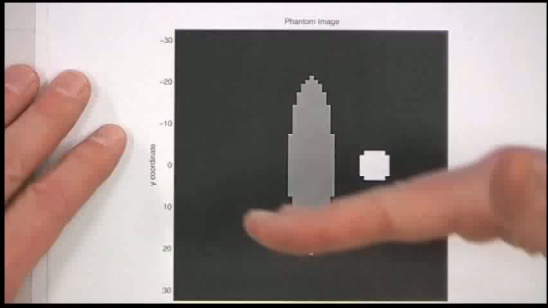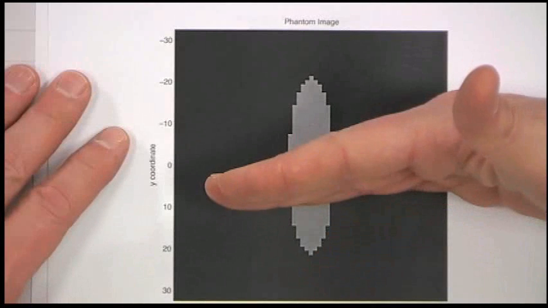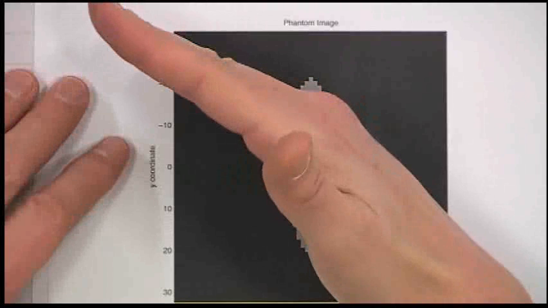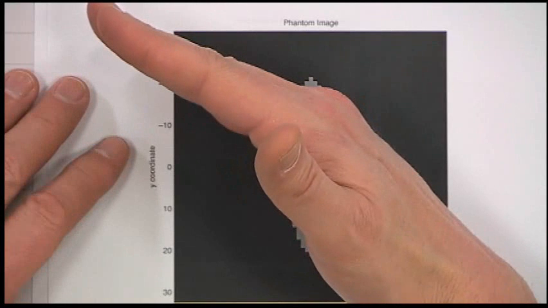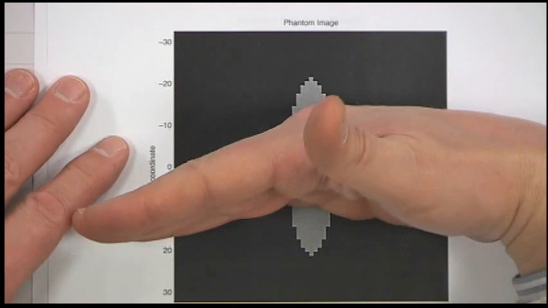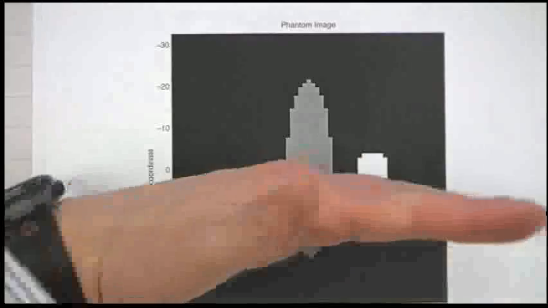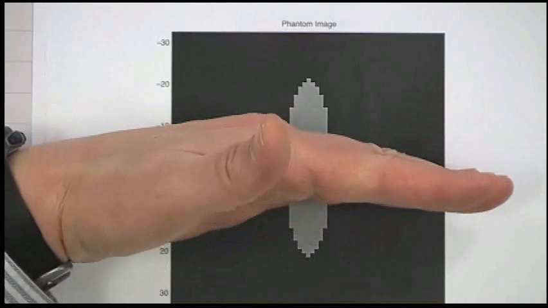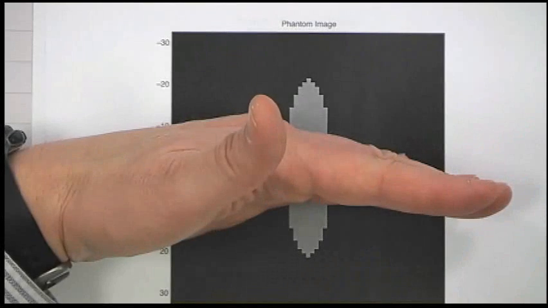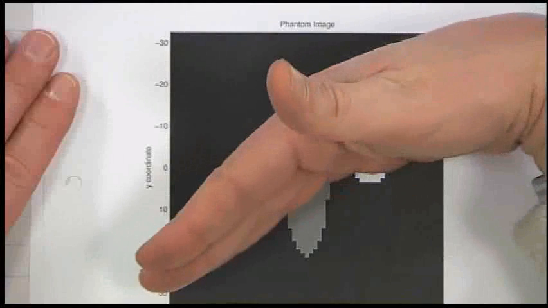So let's say you're taking the projection this way. That's 0 degrees, right? And this is 45 degrees, okay? 90 degrees. That's 135 degrees. This is 180 degrees. So a 180 degree projection and a 0 degree projection are the same thing, because it doesn't matter which direction you integrate in. You still get the same integral. So once you go past 180 degrees, you really just start repeating.